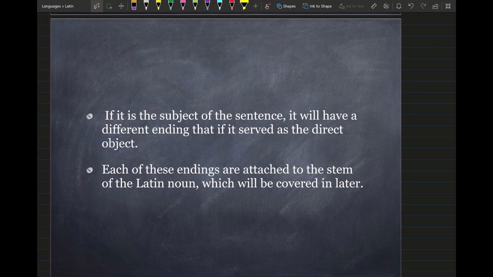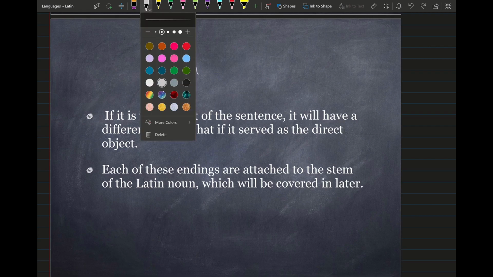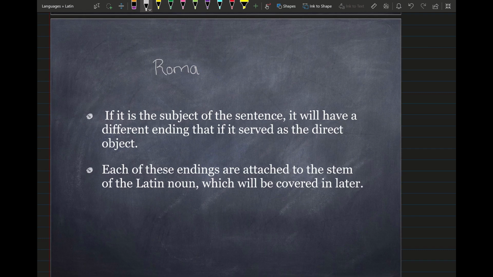If it is the subject of the sentence, it will have a different ending than if it served as a direct object. Let me just give you a quick example here. Let me just say up here, Roma. This is the Latin word for Rome. Let's thicken this up a bit. And this is what it would look like. See this ending? This ending right here is what's important. This ending tells us it's the subject form. I know it's confusing right now, but just bear with me, just for example's sake.